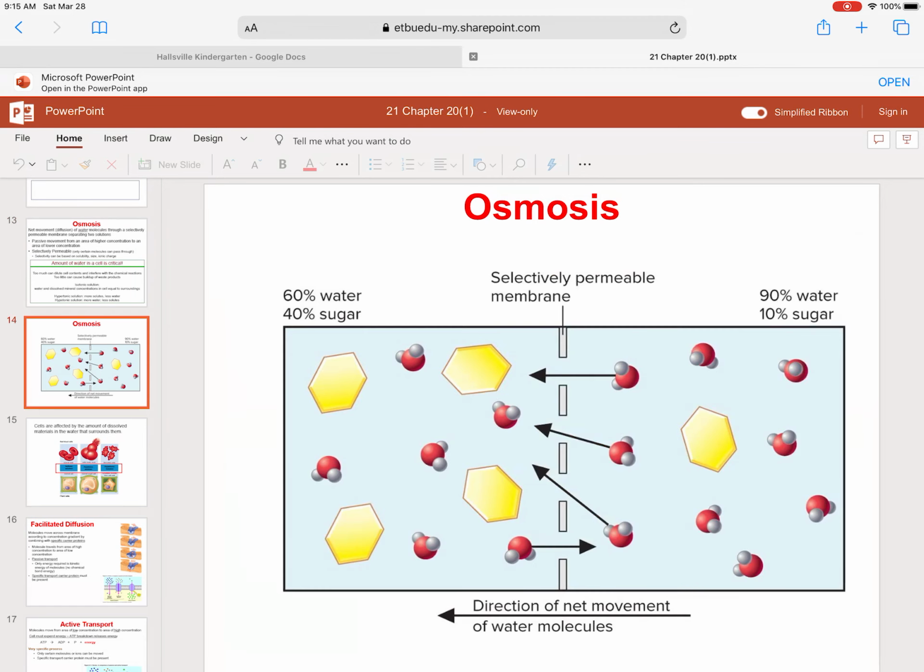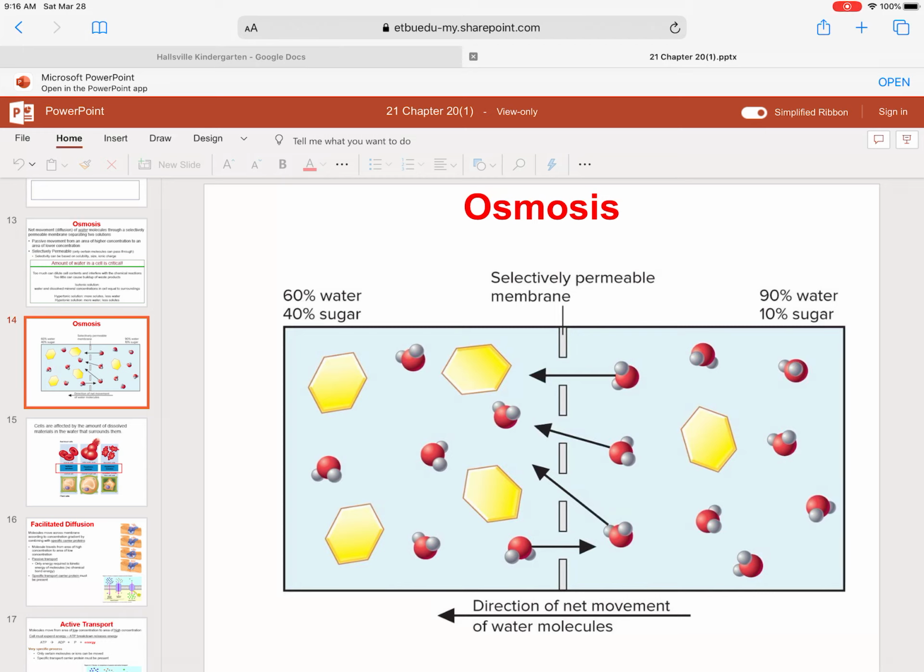Okay, so what's going to happen when we have a selectively permeable membrane, and we're talking about osmosis? If we were talking about diffusion, specifically these yellow hexagons, which are sugar, would be moving. But in this case, the sugar molecules can't fit through that gap. Only the water can. So in this case, we have 4 sugar molecules on the left and 1 on the right. And what's going to happen is we have a 60%, 40% water-sugar mixture on the left and a 90-10% water-sugar mixture on the right.